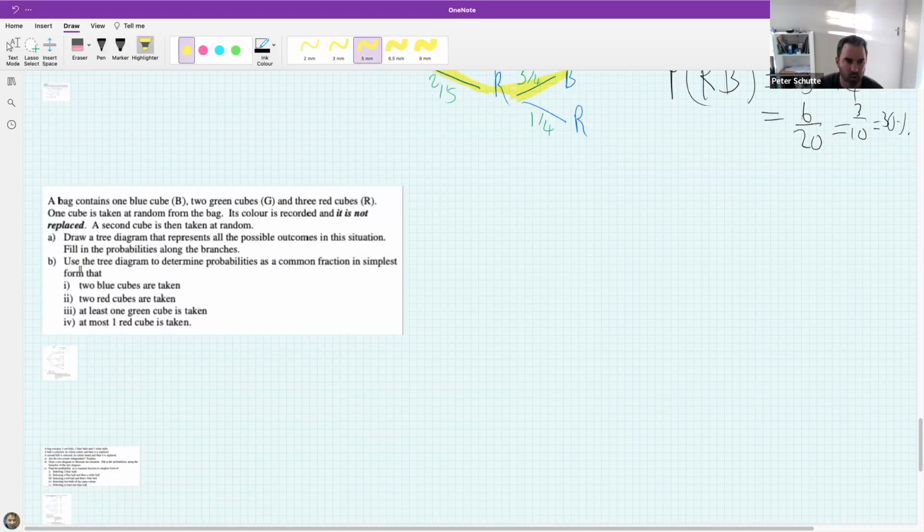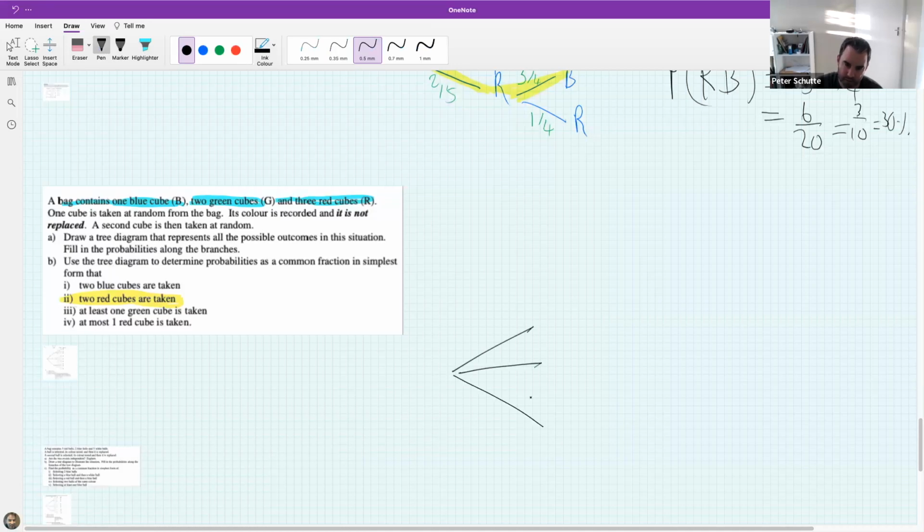So we're not going to do this whole question. We're just going to do two red cubes. So all I want to know is what is the probability that two red cubes are taken. A bag contains one blue cube. It contains two green and three red. One cube is taken at random from the bag. Its color is recorded and it's not replaced. A second cube is then taken.